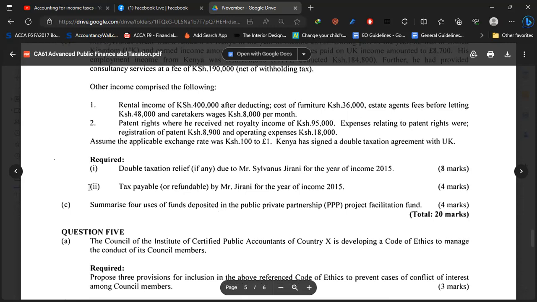Thank you so much. I can see we are dealing with some dollars there, which is a strong currency. So the double taxation relief, if any, due to Mr. Silvanus Jirani for the year of income 2015.